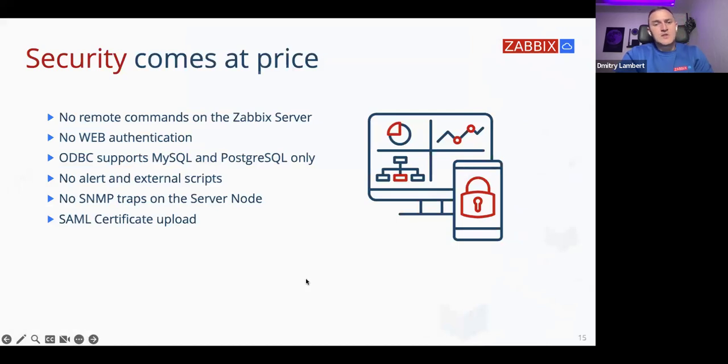Yes, and security also comes at a price. As I said, we had to make many decisions to choose between convenience in some way. In some way, it was our convenience. In some way, it was user convenience, and also the security and making sure that the nodes are protected, which led us to a need to make a couple of not easy decisions. And all not easy decisions basically mean that we had to make some Zabbix functionality not available in the cloud.